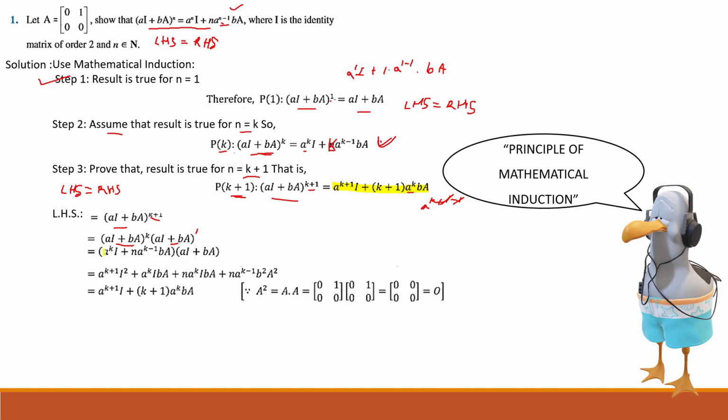So that becomes a^k I into aI, and since the base is the same, this means a^(k+1) into I squared, plus a^k I into bA, plus for this element it is k a^(k-1) bA into aI, plus k into aI. Here also the base is the same, so this will become a^(k-1+1), that is a^k. And for the last it is k a^(k-1) bA into bA. This becomes b squared A squared.